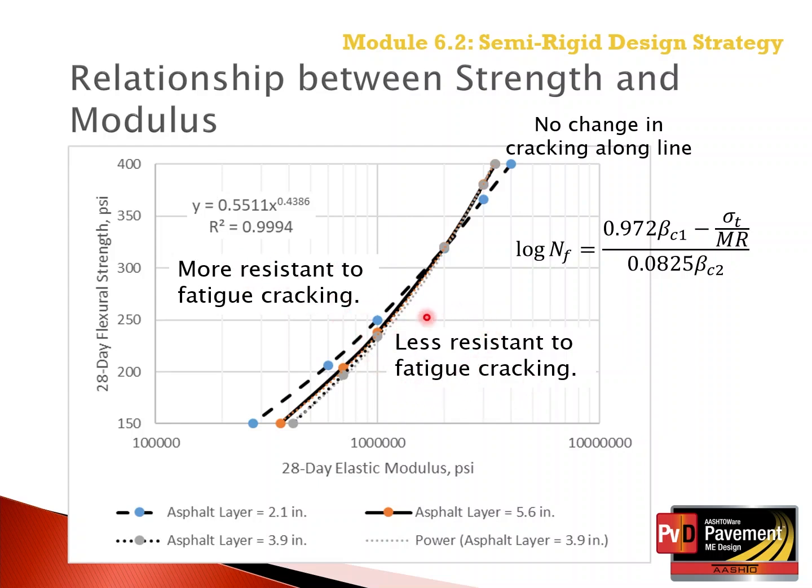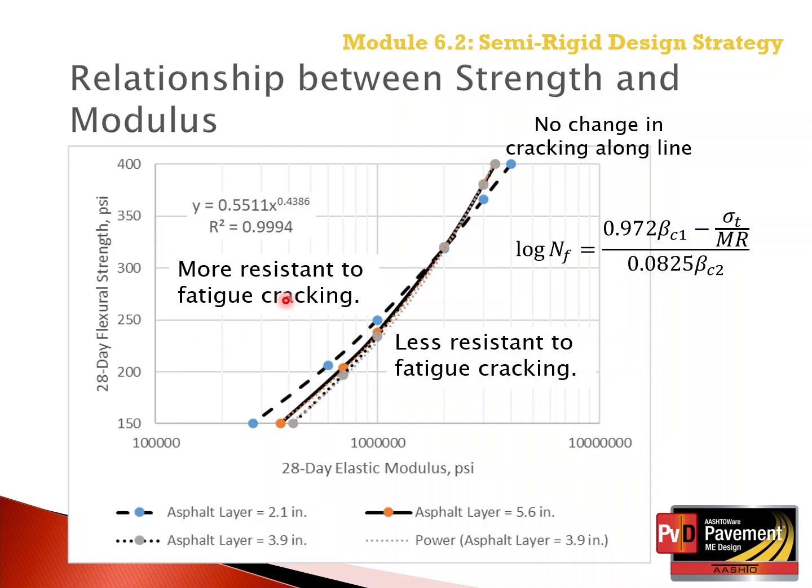Conversely, if our combinations of elastic modulus versus strength plot lower than these relationships, that means those materials or layers are going to be less resistant to fatigue cracking, or the program is going to calculate more fatigue cracking. So below the line, we'll calculate more fatigue cracking. Above the line, we're going to calculate less fatigue cracking within the chemically stabilized layer.